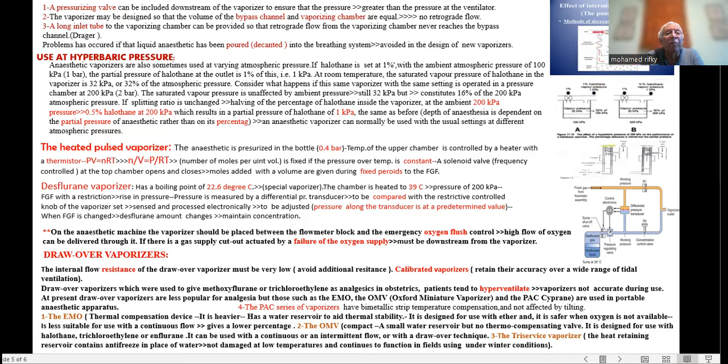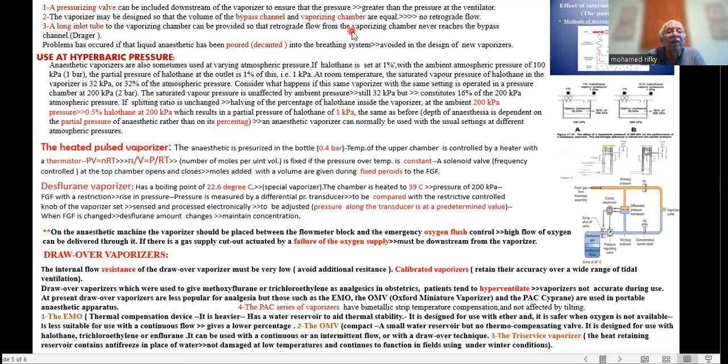Nowadays, of course, modern vaporizers can compensate for this in their design by three methods. First of all, we have what we call a pressurizing valve present in the downstream, so that it will overcome the pressure coming from the intermittent positive pressure of the ventilator. The second thing is making the bypass chamber equal to the vaporizing chamber. What's the aim of that? So that whenever there is retrograde flow of the volume present in the vaporizer channel going upwards, it will occupy only the bypass chamber.